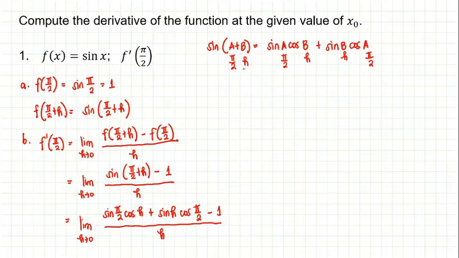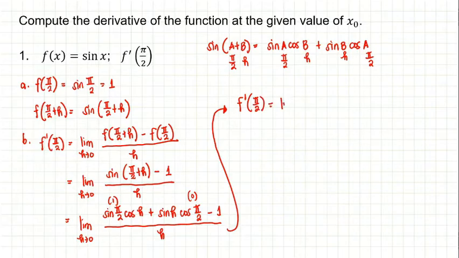So from that, we know how to evaluate sine pi over 2 and cosine pi over 2. We know that sine pi over 2 is equal to 1 and cosine pi over 2 is equal to 0. So therefore, simplifying this one, we will have f prime of pi over 2 is now equal to the limit of 1 times cosine h is just cosine h. And 0, sine h times 0 is 0. So this will be canceled out. That will become 0. Then you have minus 1 all over h as h approaches 0.